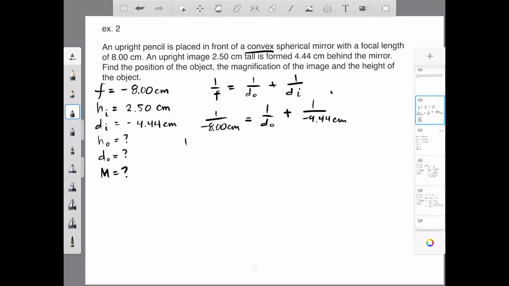So I'm going to do the same thing as I did before. I'm going to move the DO over here to the left, and I'm going to keep this guy over here. Now what I have to do is add the 1 over negative 4.44 on both sides. We move that guy to the other side of the equal sign, it becomes positive. Now for this one, finding the common denominator is not so straightforward, so we could just do this in decimal form. 1 over 8 is 0.125, so we could do this as negative 0.125 over centimeters.